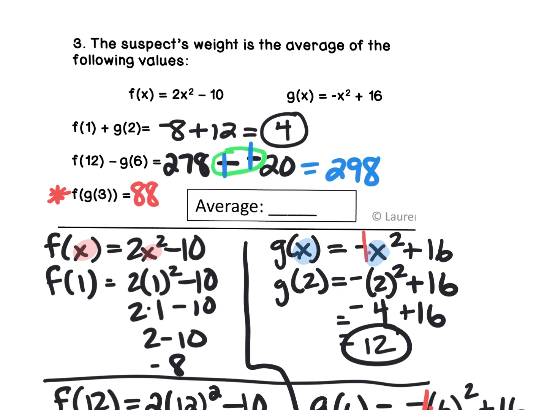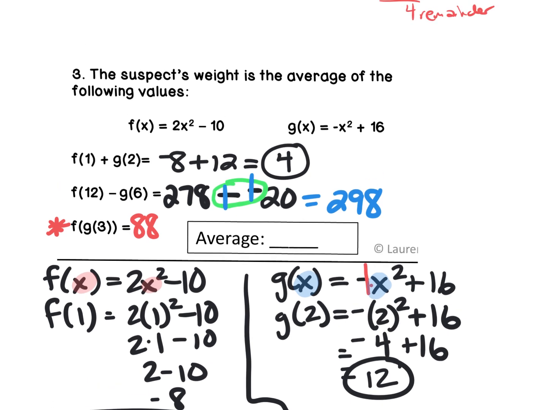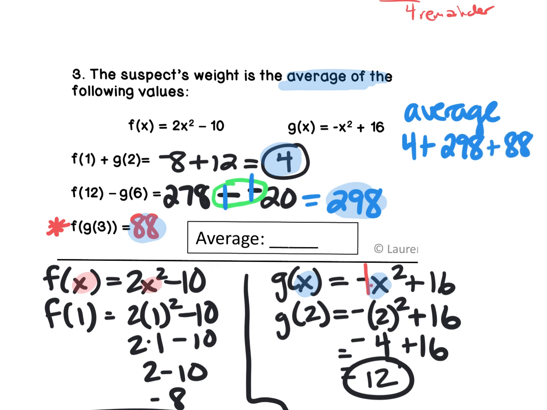Now this question says the suspect's weight is the average of the following values: 4, 298, and 88. So I now need to take the average of those three. We had this on our Unit 2 test, finding the average. We're going to add up the three answers, 4 plus 298 plus 88, and divide by 3. You can plug that into your calculator. It comes out to be 130. That's the suspect's weight.